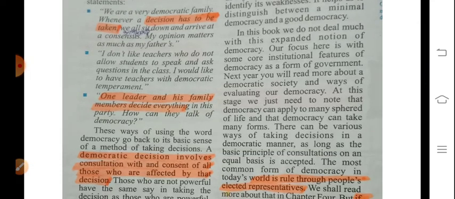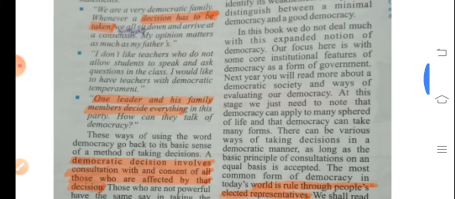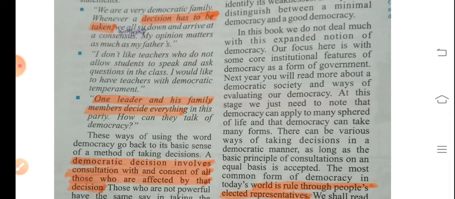Why democracy? Okay, let's see. We are a very democratic family. Whenever a decision has to be taken, we all sit down and arrive at a consensus. My opinion matters as much as my father's. I don't like teachers who do not allow students to speak and ask questions in the class. I would like to have teachers with democratic temperament.